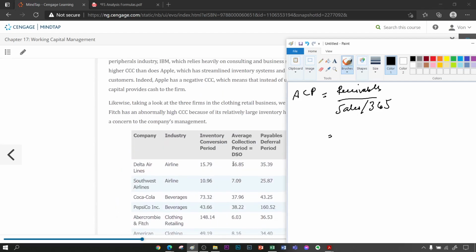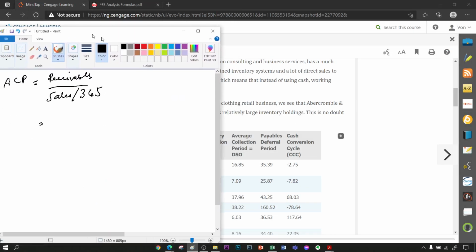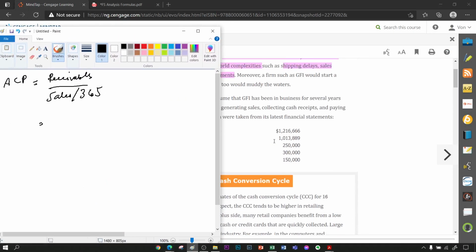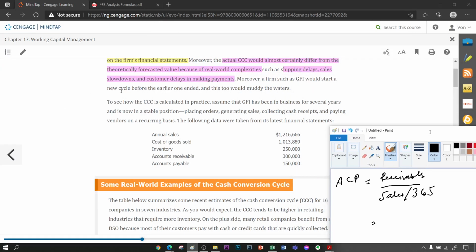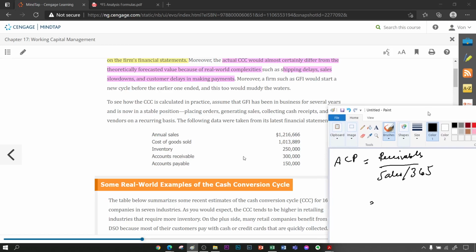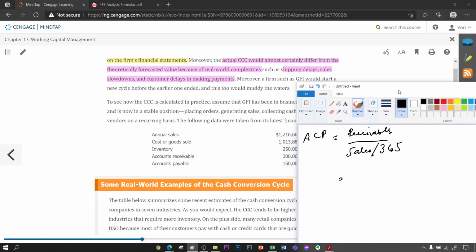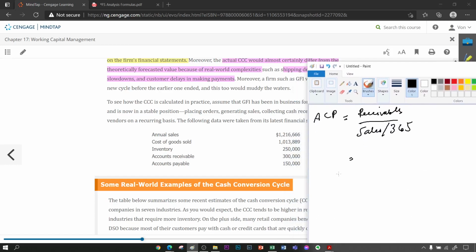Okay. So, try natin, ha? Kunwari, hindi pa natin nakikita yung sagot. Nasaan yung given? Ayan. Receivables. 300,000 yung receivables mo. Then yung sales mo, magkano? 1,216,666 divided by 365. Again, unahin mo yung denominator. 1,216,666 divided by 365. Makukuha mo 333. Okay.